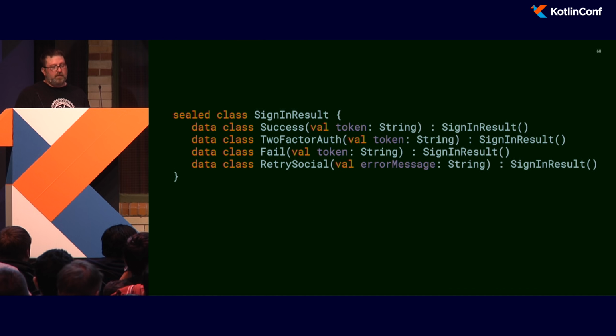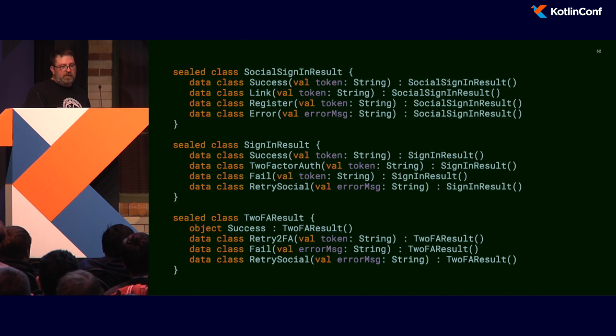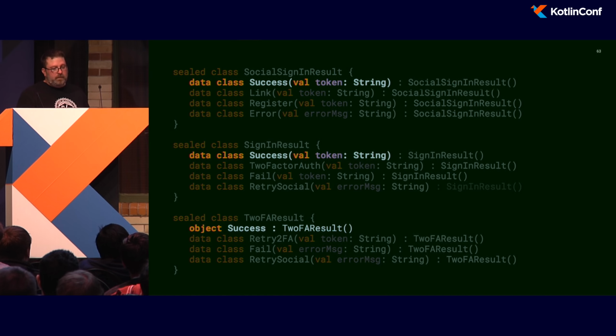Data classes are great for representing immutable value. They're not truly immutable, but for the most part, for practical purposes, they are. And then finally, we model when we hit the two-factor authentication endpoint. And here's all 3 of them together. So this is a great start, but let's look at what we have here.